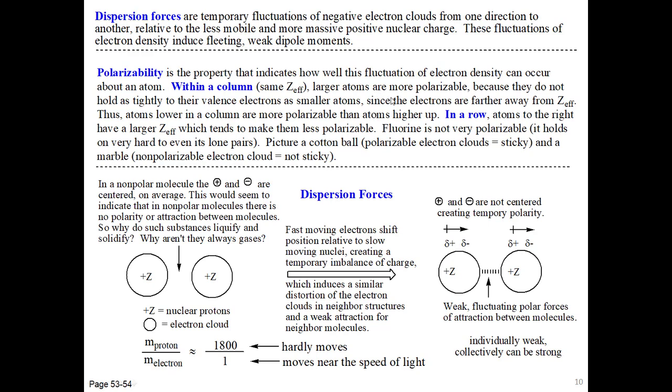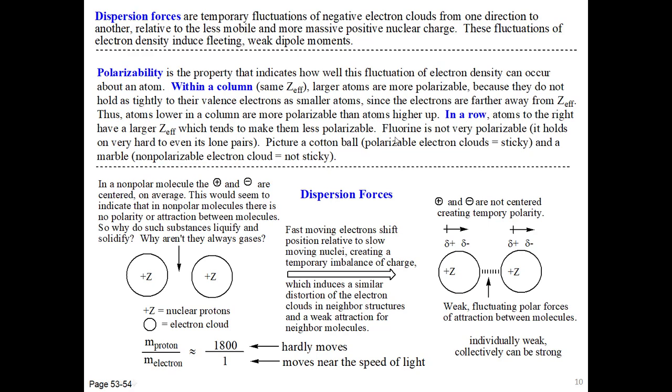Chlorine to bromine, electrons are held less tightly. Bromine to iodine, electrons are held less tightly. And so the electrons can move back and forth more, they're polarizable, and that makes for bigger attractions between the neighbors, and that translates into higher boiling points. So that's in a column.